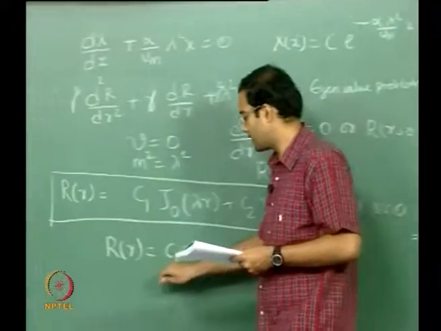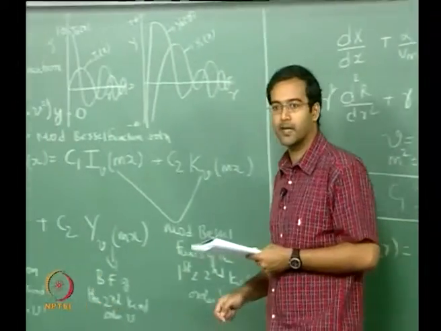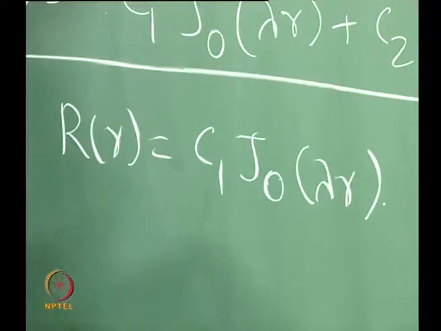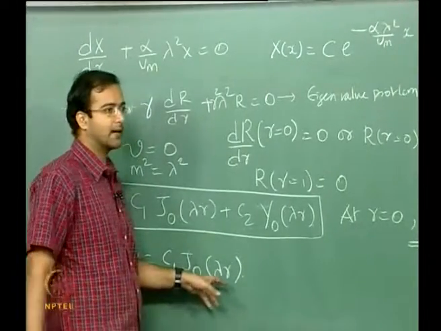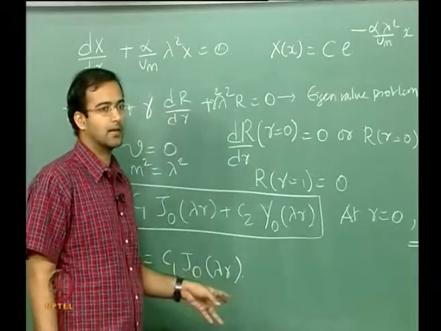Now again I can find out the constant C1 by applying the other boundary condition. But I should also know what the eigenvalue is here, because the eigenvalue is also undetermined.